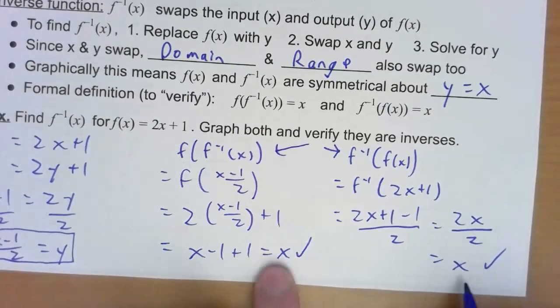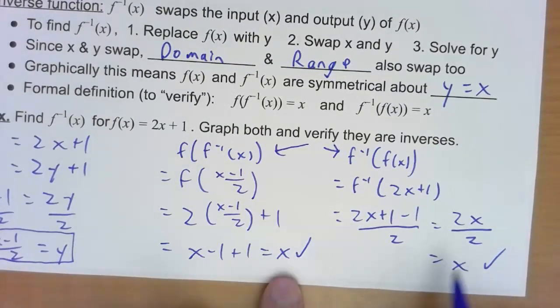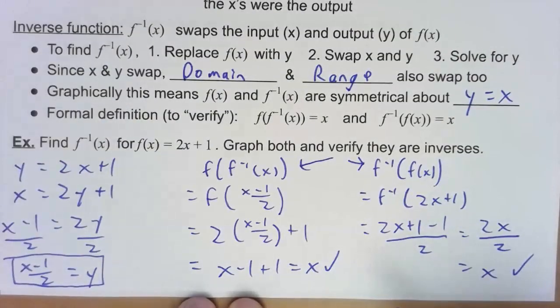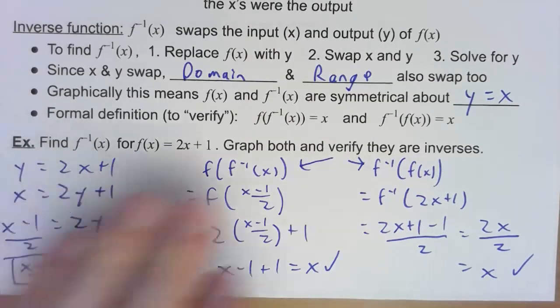And it does always have to be x. It's not just that these are the same thing. It's that I have to get x. So that's the formal definition, verifying that they're inverses: plugging them into each other, making sure you get x.